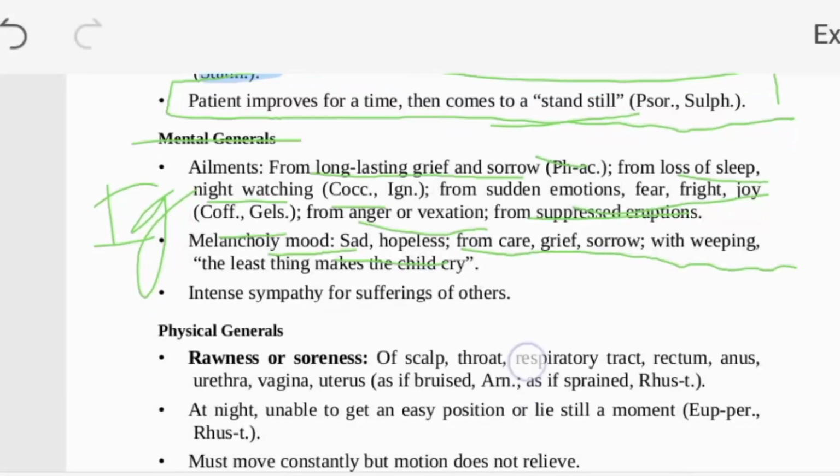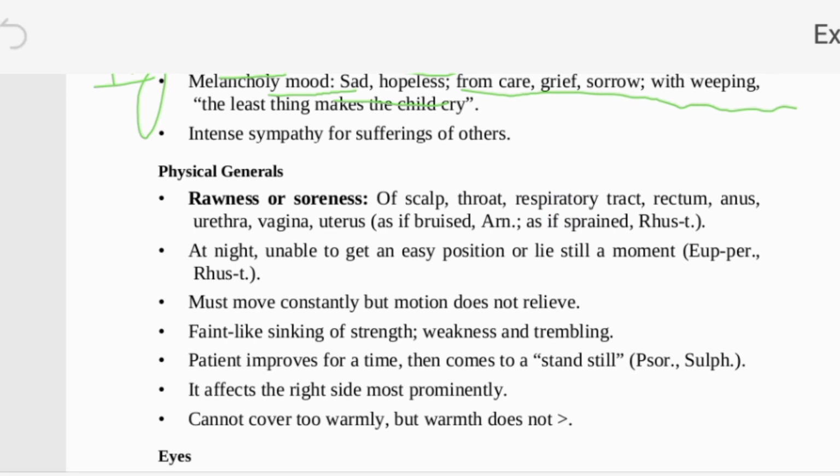Always remember one comparison is always asked: intense sympathy for others is causticum. And what about phosphorus? It is also a first grade sympathetic drug. It is sympathy for beggars or those who need help; they become sympathetic toward them. But causticum has sympathy for all. That is the important comparison you can do in this.